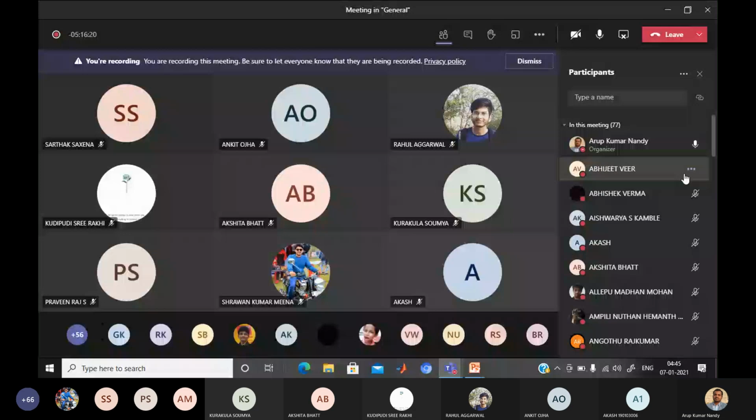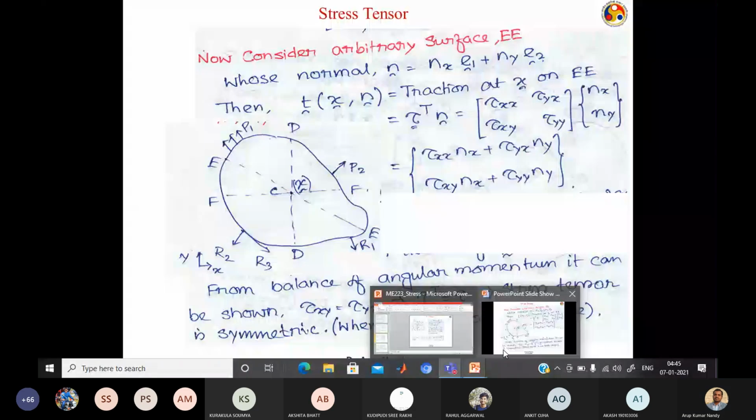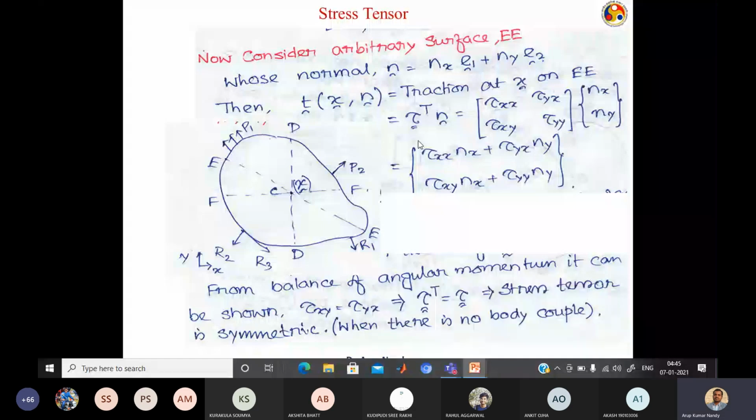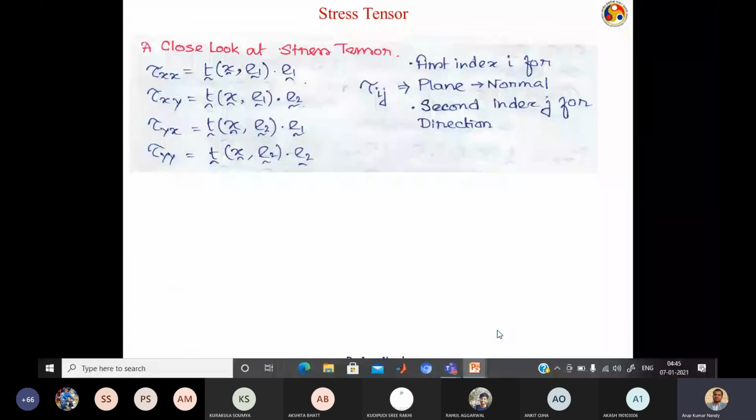So this is T equal to tau n. Now this we already explained yesterday. The first index is which plane we are considering, that is the normal, and the second index is in which direction.